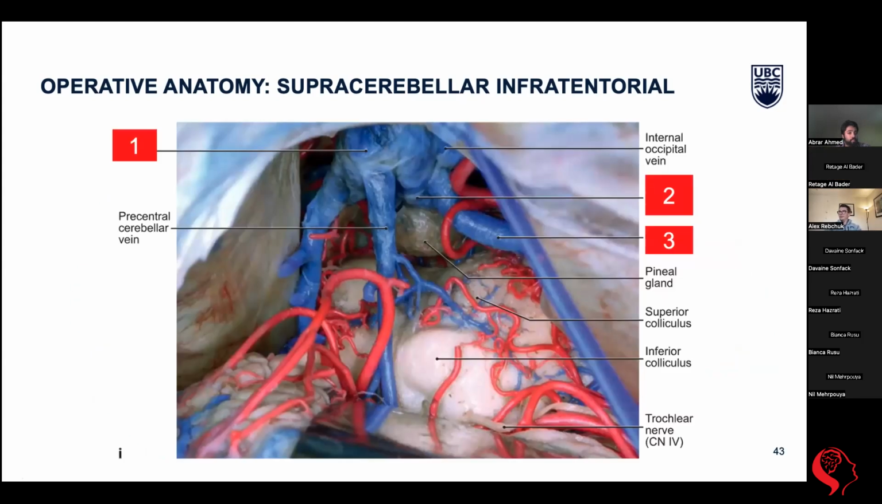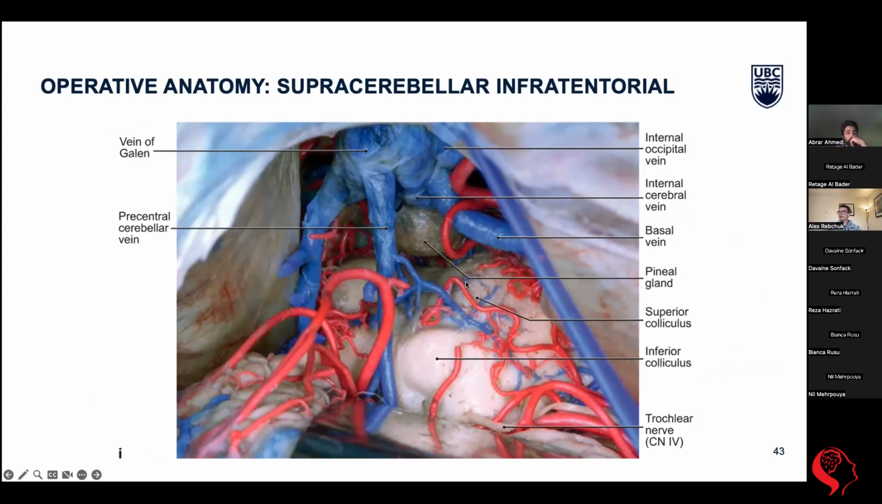This is a bit complicated. I'll just go through this. This is the view you'll see here, some of the venous structures. So you can see here the vein of Galen. You're looking straight back at the back of the head, just above the cerebellum. Two is going to be the internal cerebral vein. Three is going to be the basal vein of Rosenthal.